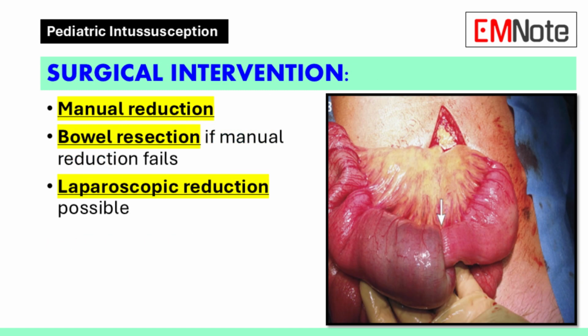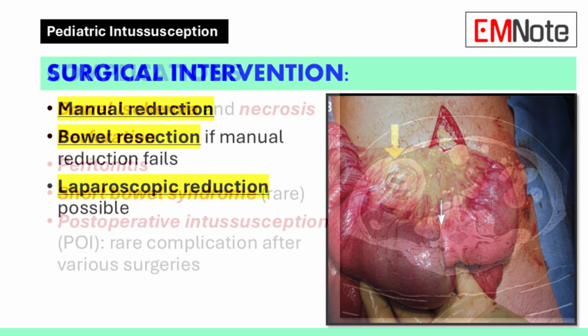Surgical intervention. When non-surgical methods fail, surgery becomes necessary. Manual reduction of the intussusception is the first step. If this proves unsuccessful, bowel resection may be required to remove the affected segment. Laparoscopic reduction offers a less invasive option in suitable cases. Each technique requires careful consideration of the patient's condition and surgical expertise.